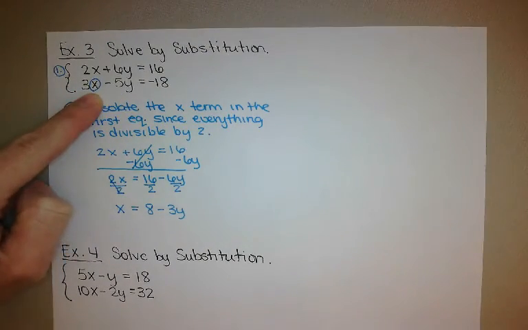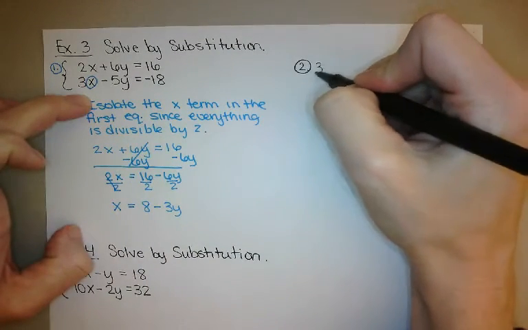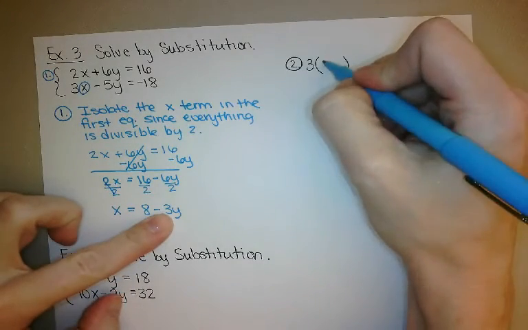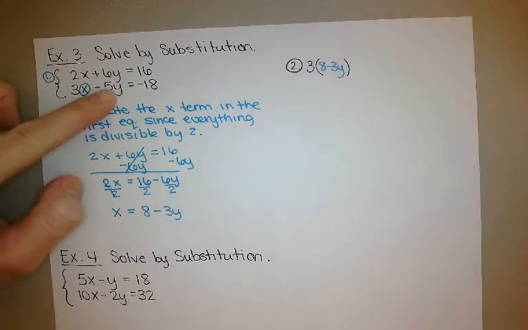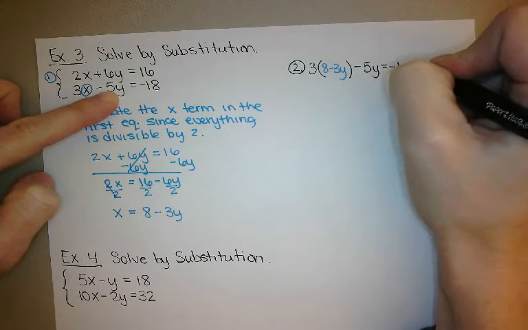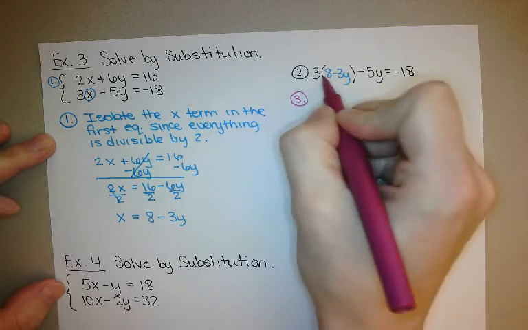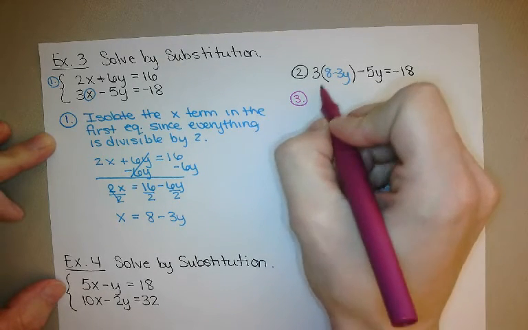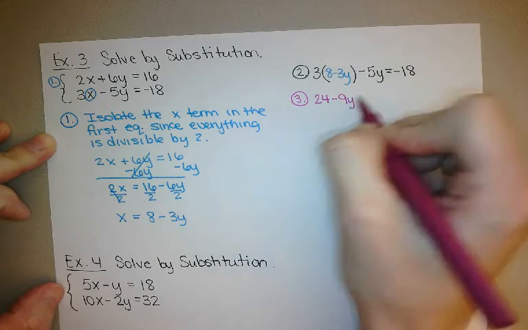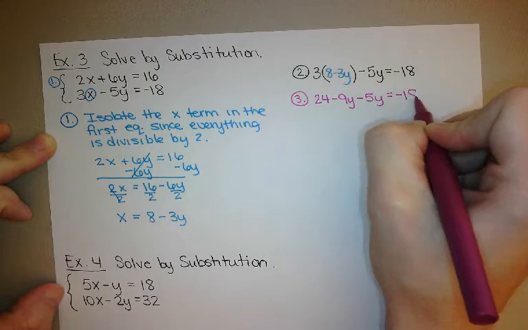All right, so for step 2, I'm going to write 3x, but our x we just found out was 8 minus 3y. Then I'm going to say minus 5y equals negative 18. There's my substitution. And now we can start solving. Distribute. So 8 times the 3 is 24. 3 times negative 3 is negative 9y. Then we have minus 5y equals negative 18.